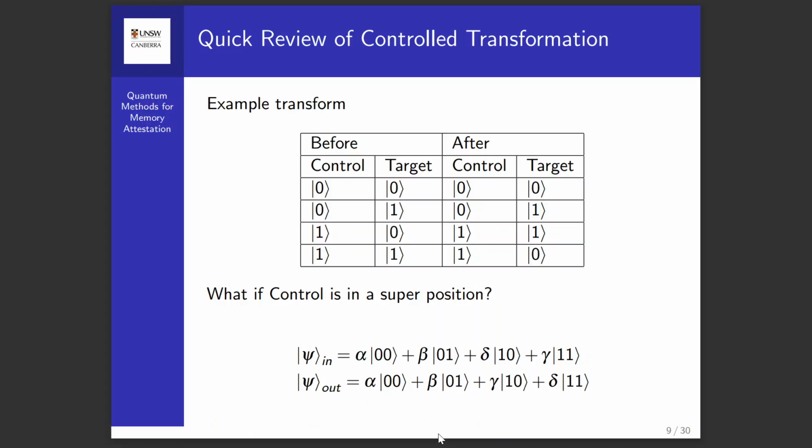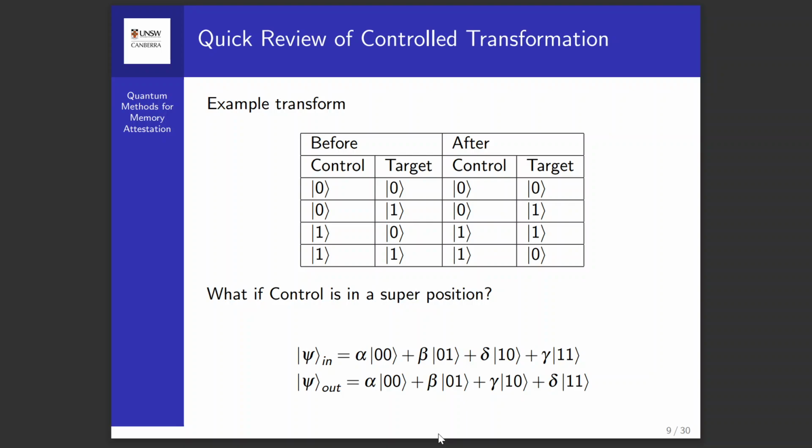All right, so there's one other interesting quantum effect that we're going to use, and that is controlled transformation. We've all seen this logic gate before, right? This is a controlled NOT. If the control is 0, target is 0, nothing happens. The control is 0, the target is 1, again, nothing happens. It only flips if the control is 1.